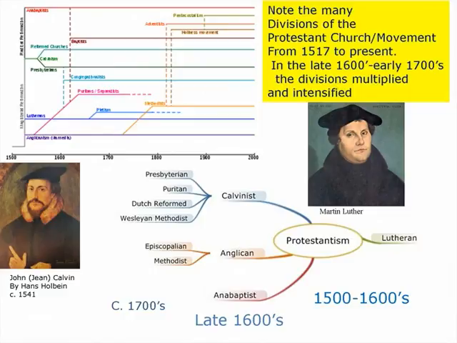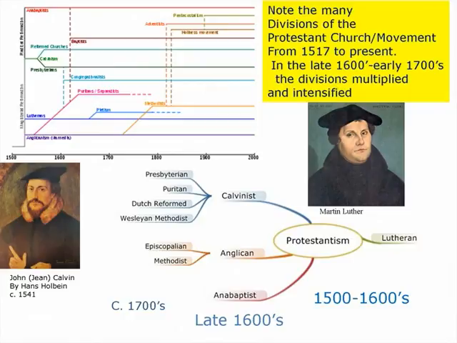And from that, as we can see again in our timeline at the bottom right, the Presbyterian, the Puritan, the Dutch Reformed Church, and the Wesleyan Methodist movement, they all emerge from Calvinistic teaching. Keeping Protestantism pure. If it's not in the Bible, you cannot have it.